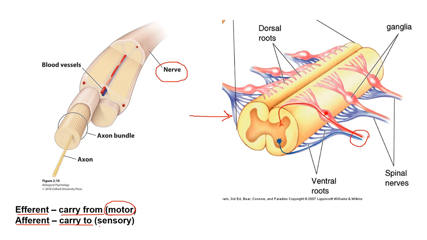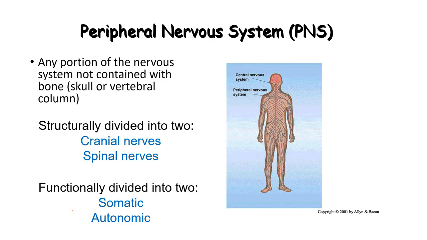So the peripheral nervous system is pretty much any part of the nervous system that's not covered in bone. So as I mentioned, the central nervous system is the brain and spinal cord. Those two structures tend to be covered in bone, the skull or the vertebral column, but any other portion of the nervous system is considered the peripheral nervous system. Structurally, it can be divided into two parts. You have the cranial nerves that originate from the brainstem and the brain, and then you have the spinal nerves that originate from the spinal cord.